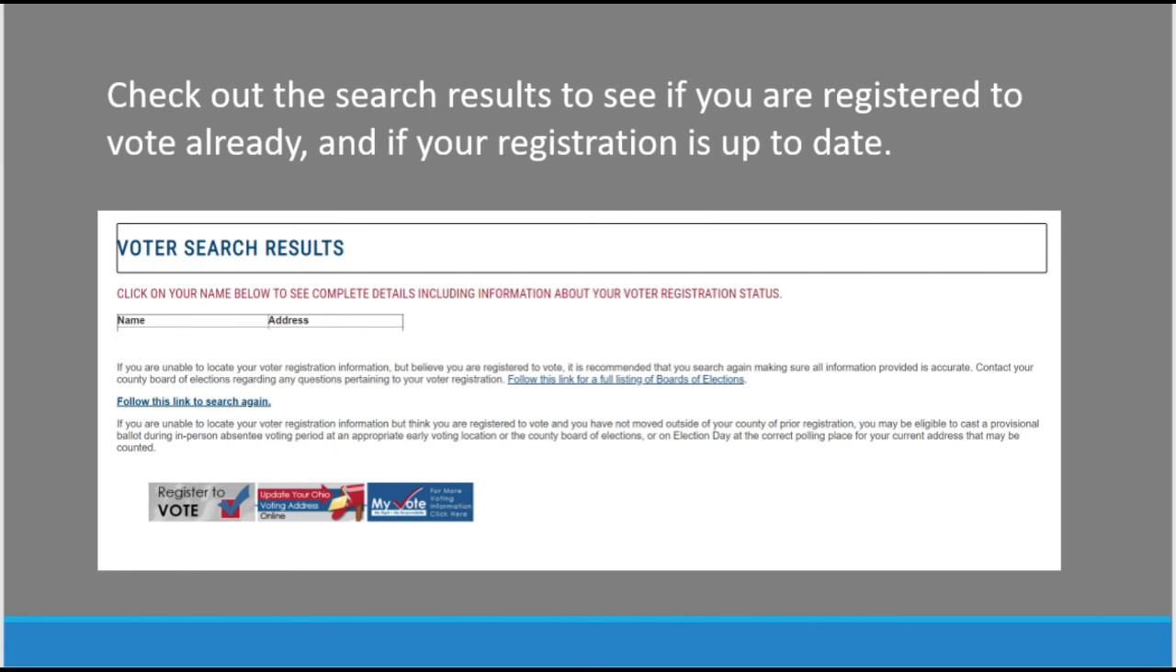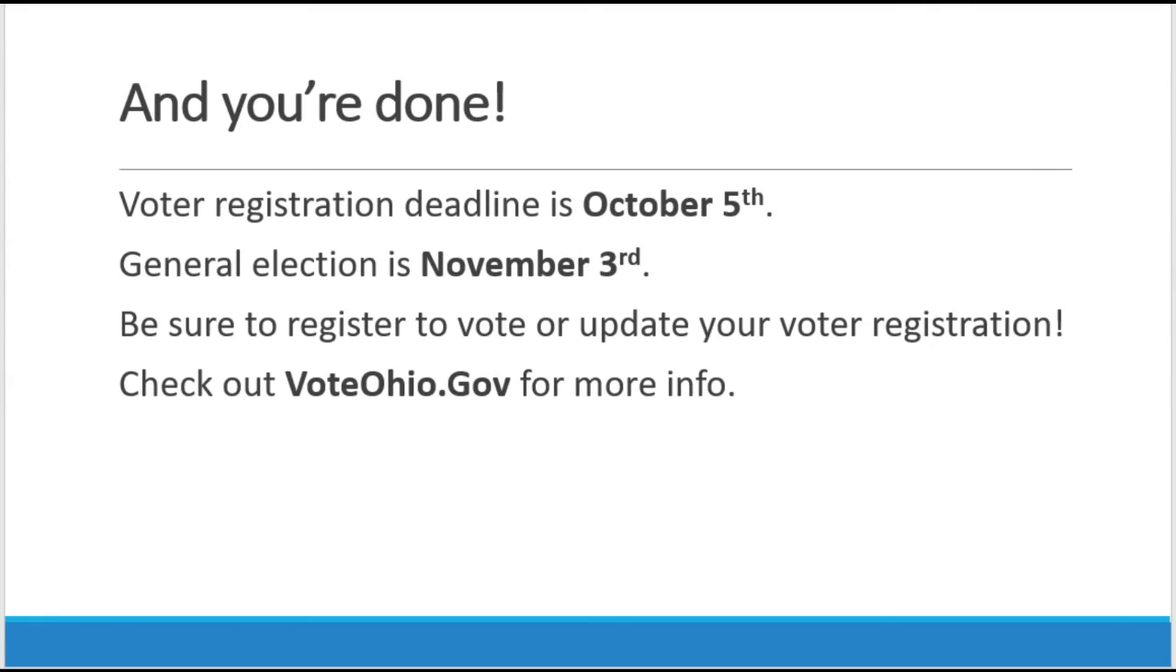Hopefully, after you complete this search, you will see your name and address on this page, but if not, we have some recommendations here to search again. Or now you know how to register to vote, and you can head back to the previous page and fill out the voter registration form. And that is all there is to it.